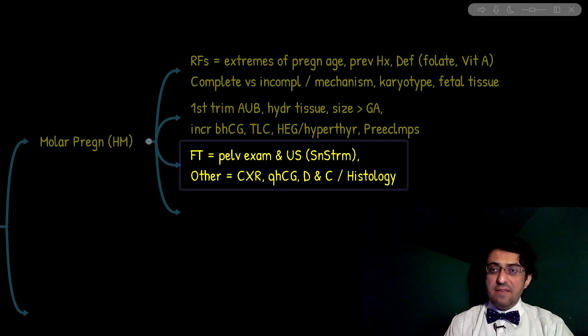At what level would your HCG be in molar pregnancy? It is usually in the 100,000 range. That's 200,000, 300,000, 150,000, etc.